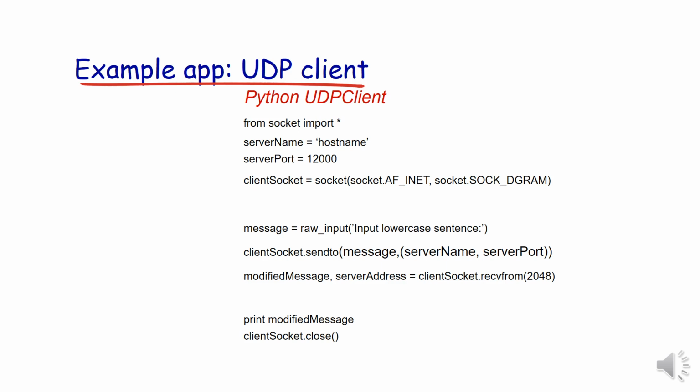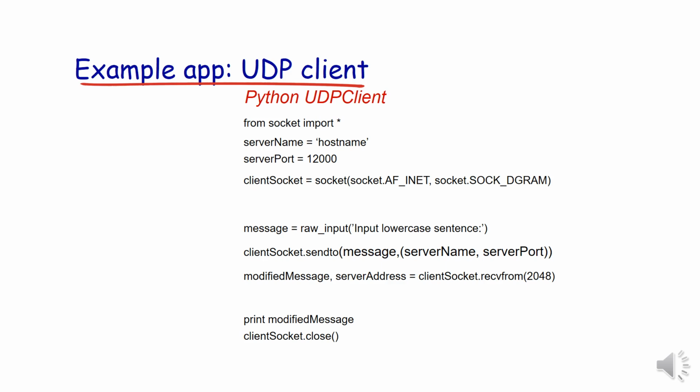The next step is to send the read message into the socket. So the method used for writing is sendto, with arguments: what is the message to be sent, and to where the message has to be sent. This is the socket address. The socket address is a combination of server name and port address, or IP address and port address.